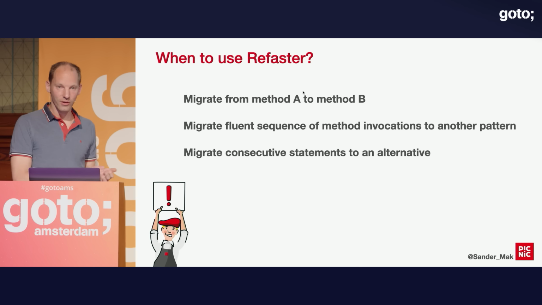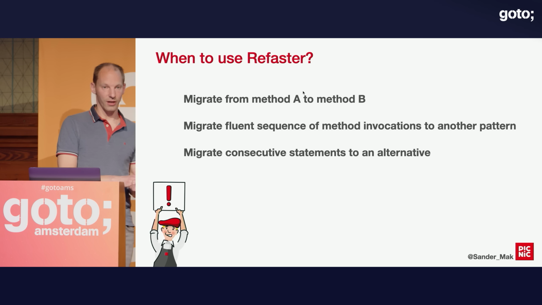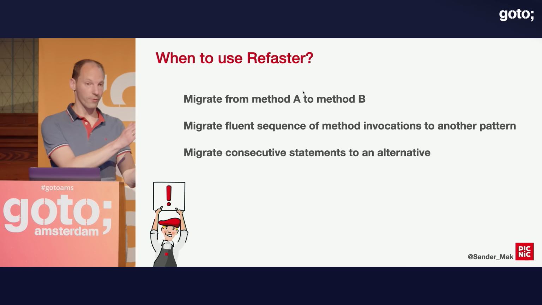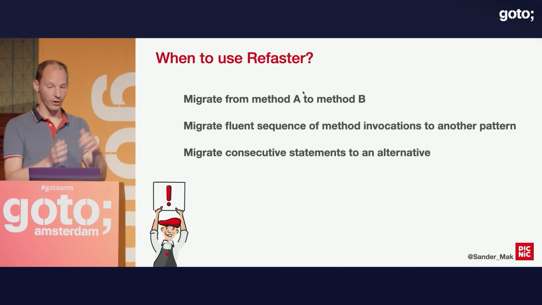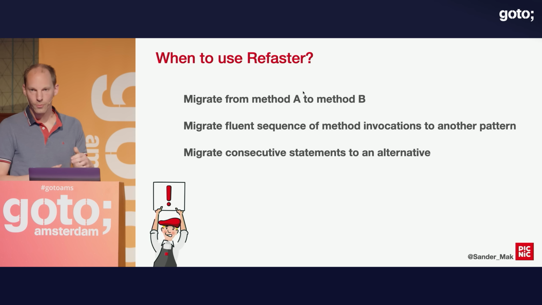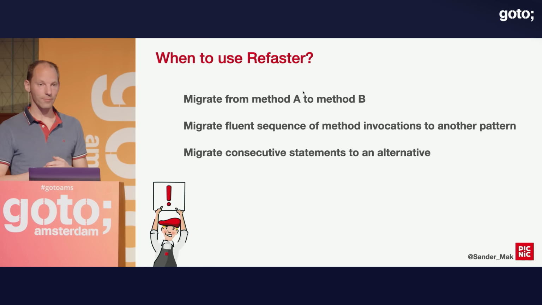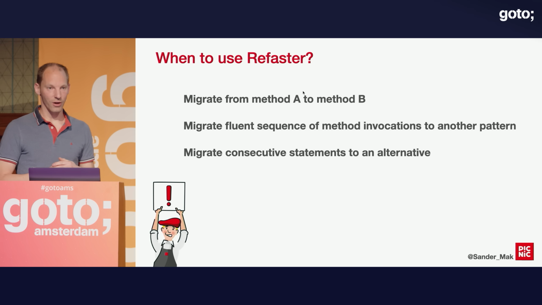So using Refaster is not a complete alternative to the BugChecks, but in a lot of situations, and the ones that I've shown, it is an easier way to get started, to migrate from one sort of fluent API invocation chain to another API invocation chain. There's also the possibility to match blocks of statements and rewrite them to other blocks of statements. That sounds pretty useful on paper, but in practice, matching exact consecutive statements is a bit more rare.